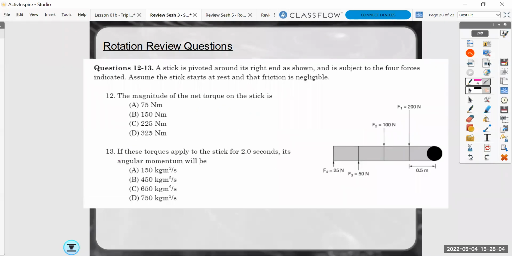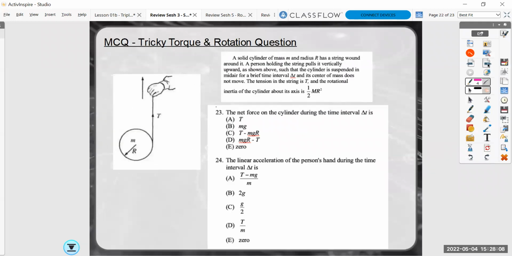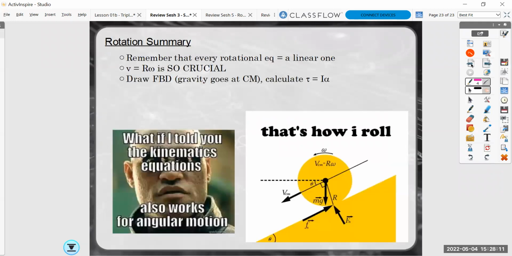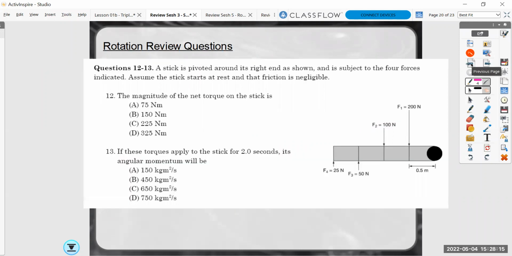I think I had pulled out a couple more. Oh, that's a physics C question. We'll get rid of that. So let's look at 12 and 13 before we close, and then one more before we close up.